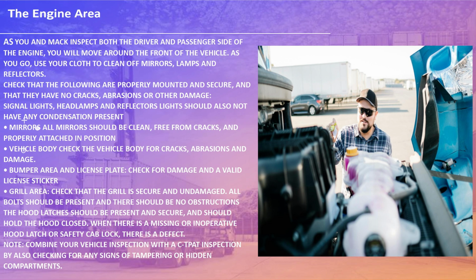Grille area. Check that the grille is secure and undamaged. All bolts should be present, and there should be no obstructions. The hood latches should be present and secure, and should hold the hood closed. When there is a missing or inoperative hood latch or safety cab lock, there is a defect. Note: combine your vehicle inspection with a CT-PAT inspection by also checking for any signs of tampering or hidden compartments.